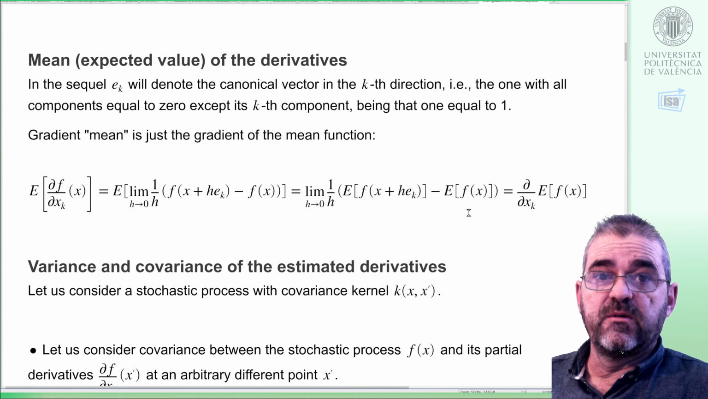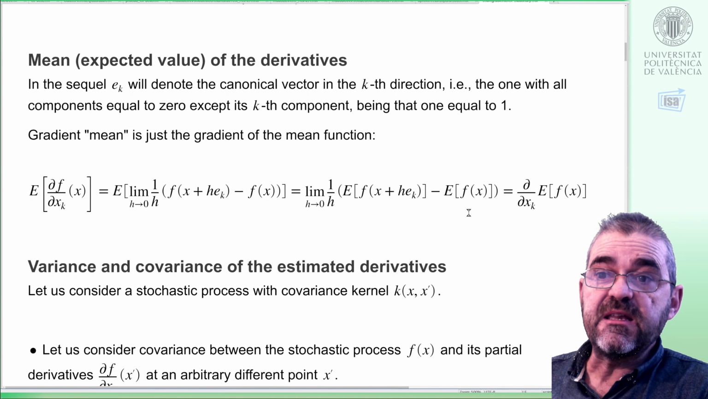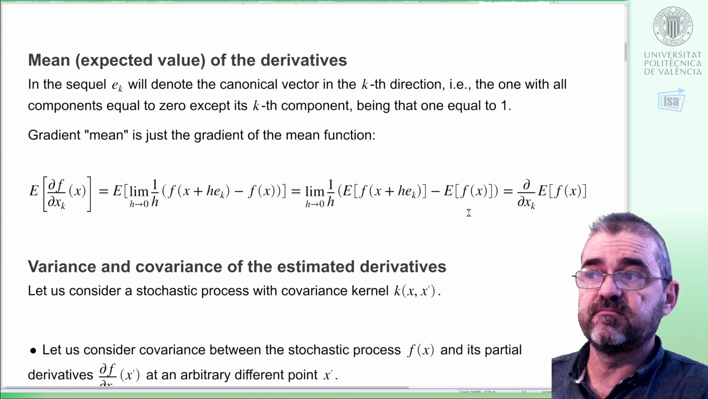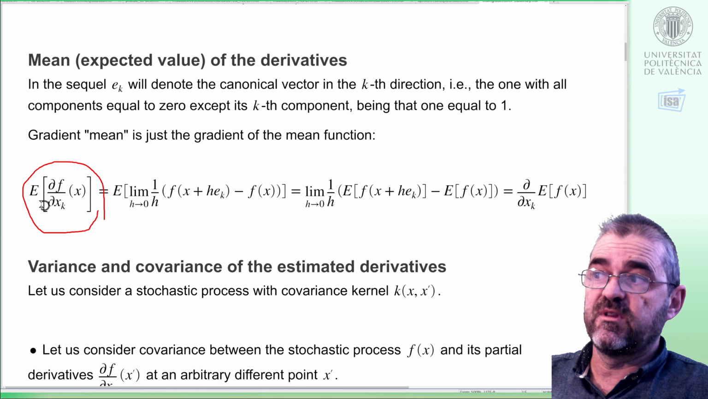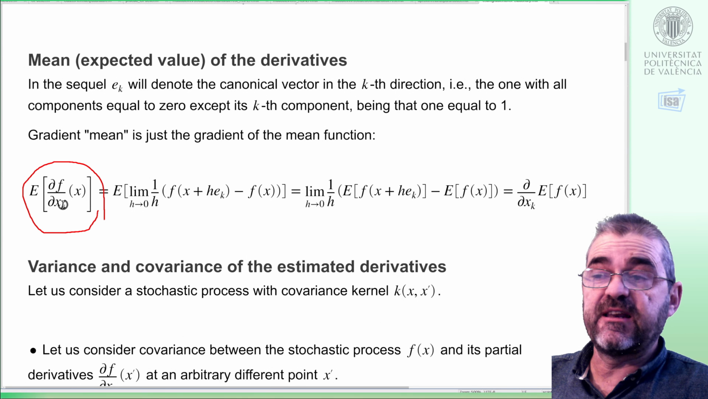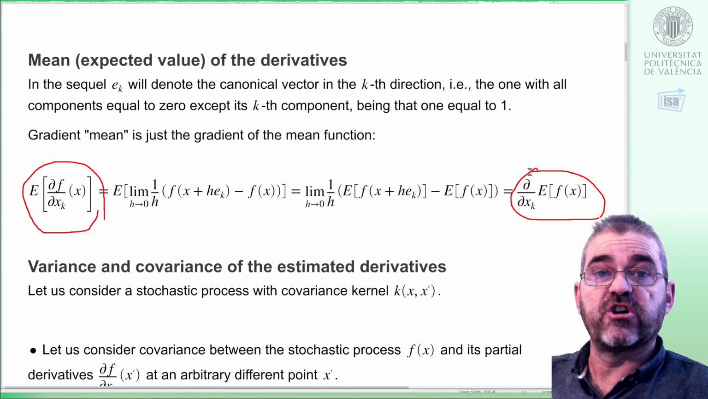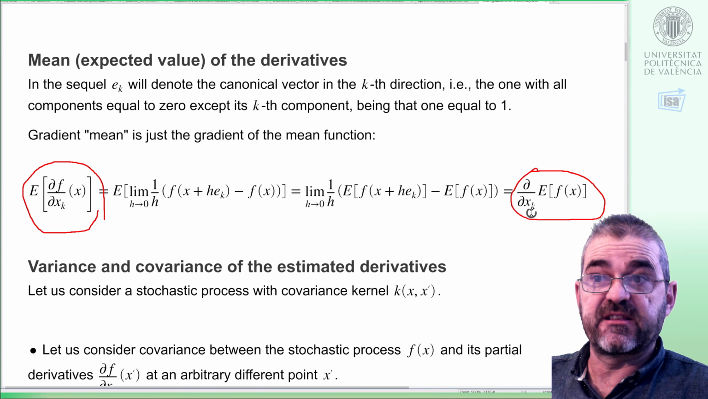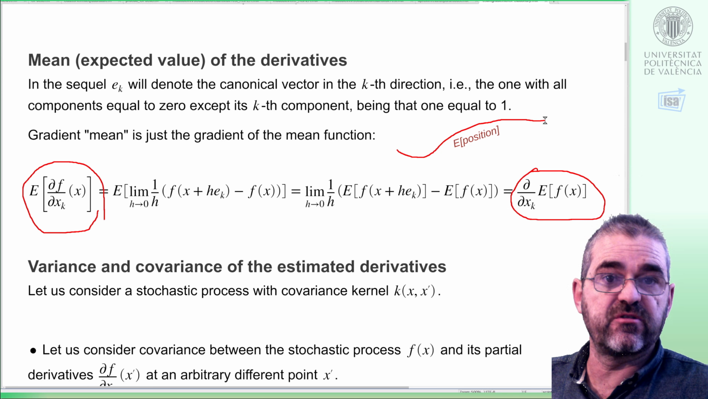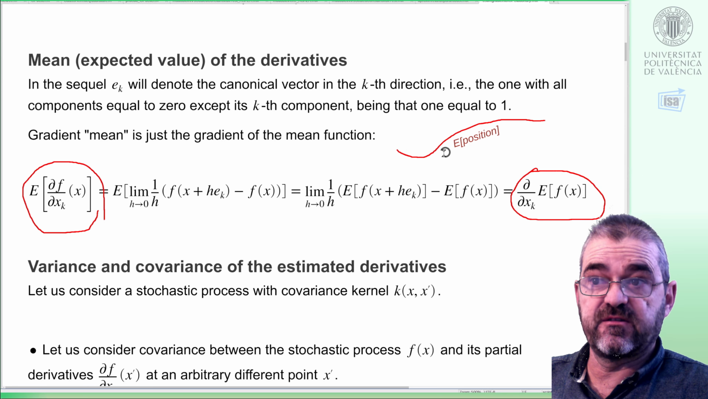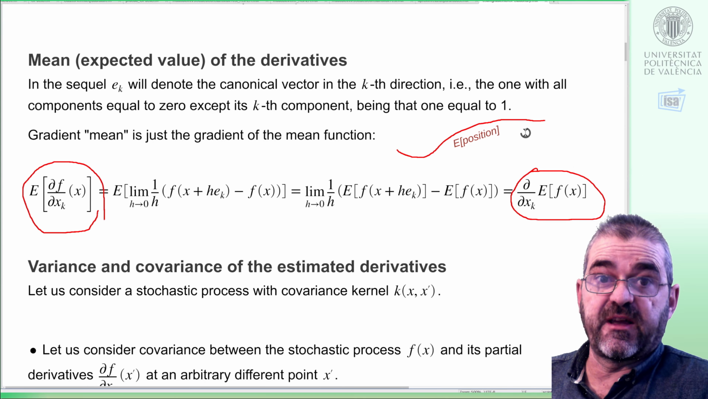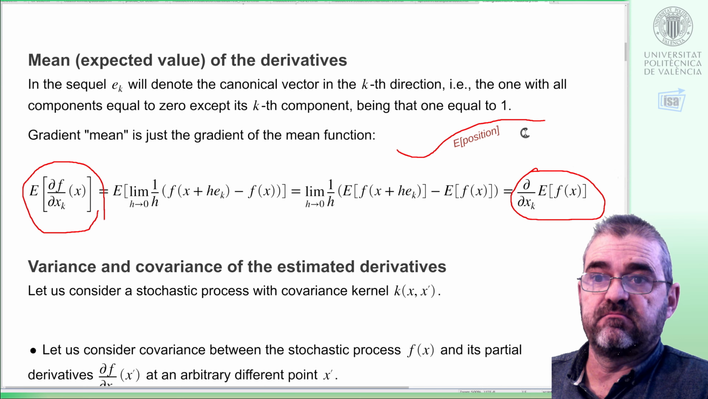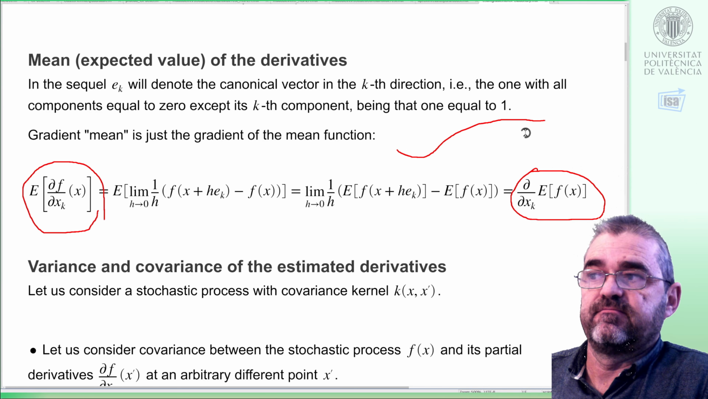Good. If we think on what the mean of the derivative is, then we can prove that the expected value of the derivative is just the derivative of the expected value. So if this is the position of something, then the derivative of this will be the expected value of its speed. It's kind of common sense.